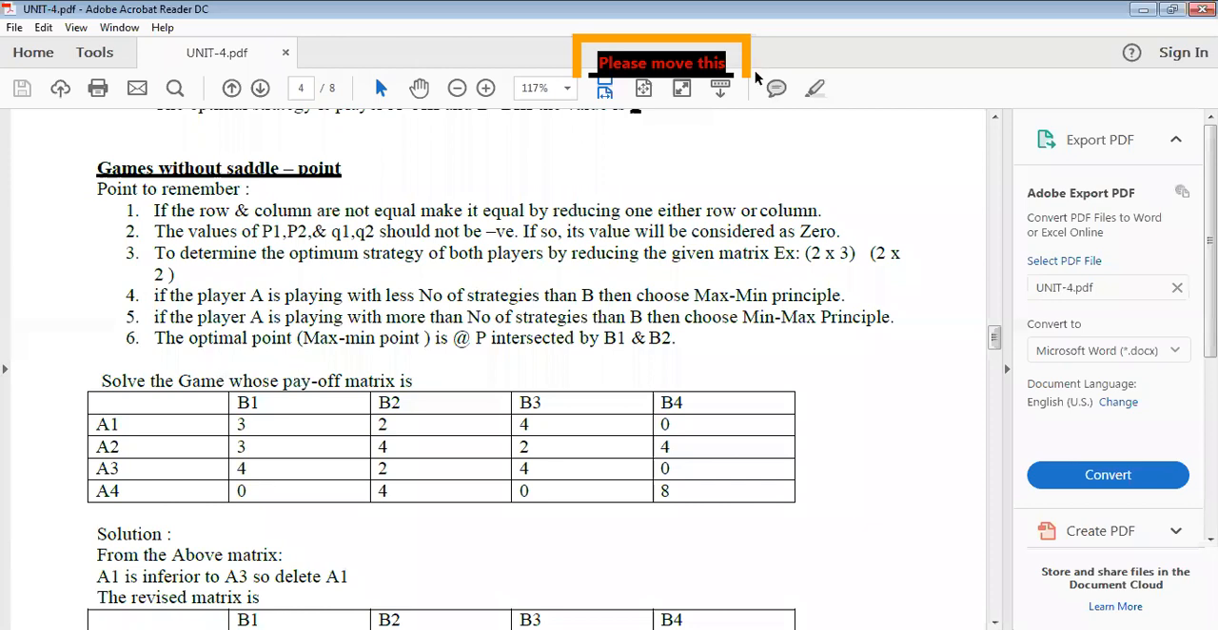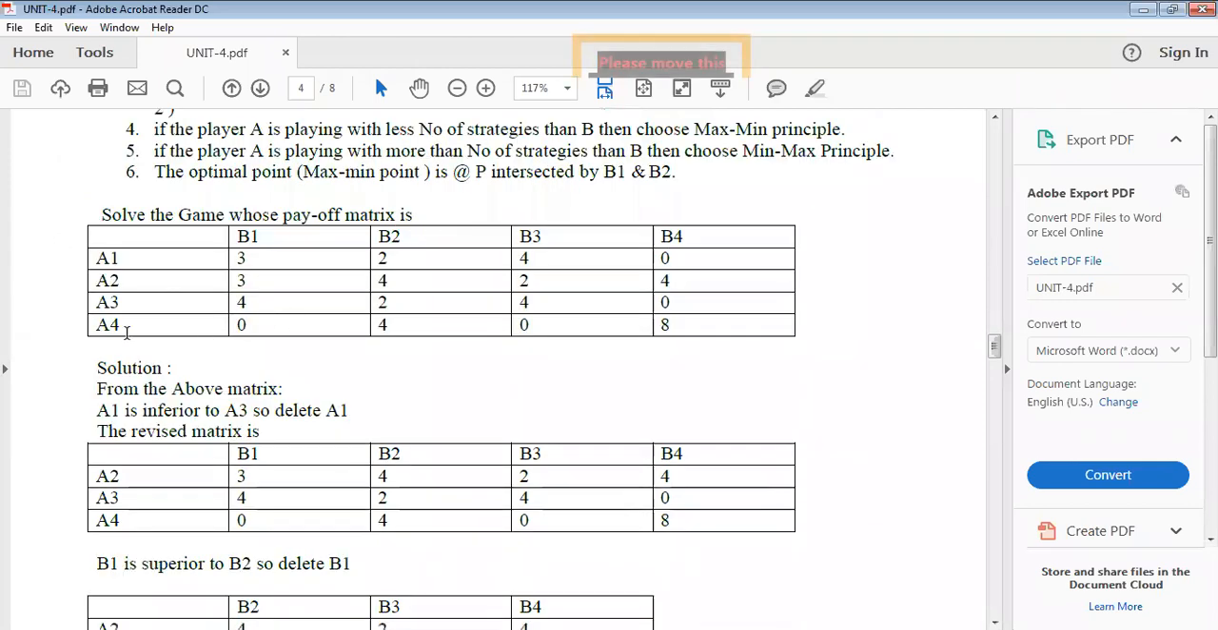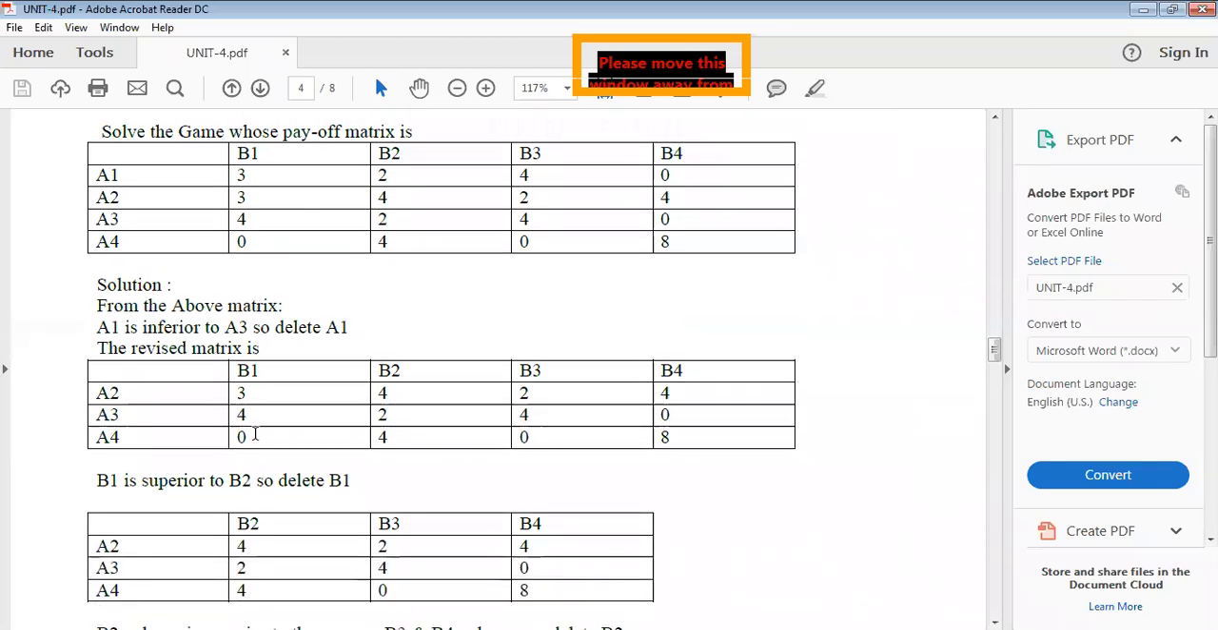Here, solve the game whose payoff matrix is given. Solve the game: he has given A1, A2, A3, A4 strategies and B1, B2, B3, B4 strategies. So these are the particular things. Solution from the above matrix.